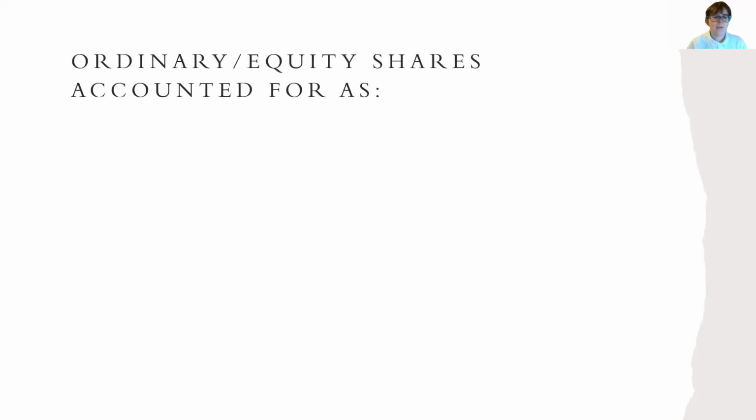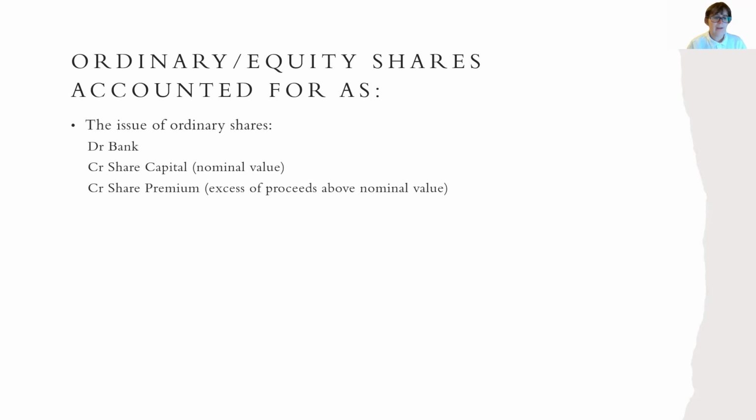So in order to account for ordinary or equity shares, the best thing to do would be the following. We debit the bank account. It's money going in. We credit share capital and we credit our share premium. Remember, our share capital is simply the nominal value, and the share premium is the excess that a shareholder has paid for that share, all those shares above what it's actually worth.